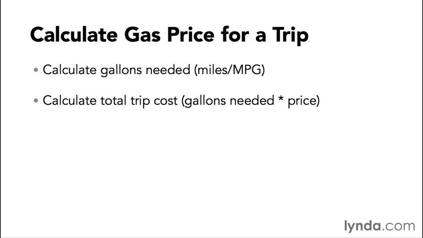In this example, instead of ingredients, our variables are distance, MPG or miles per gallon, current cost of 1 gallon of gasoline, total gallons needed, and finally, we need a variable to hold the total gas cost for the trip. When our algorithm is finished, we can use this information to write our program.